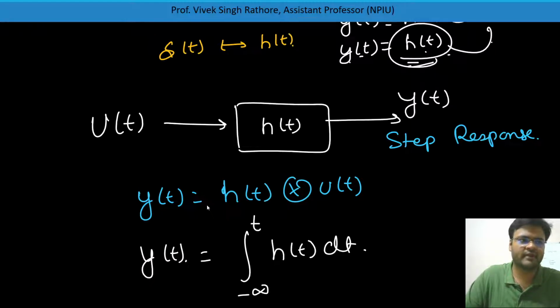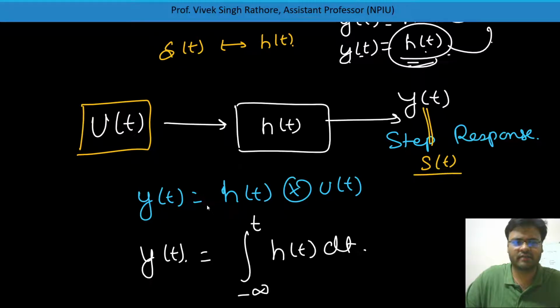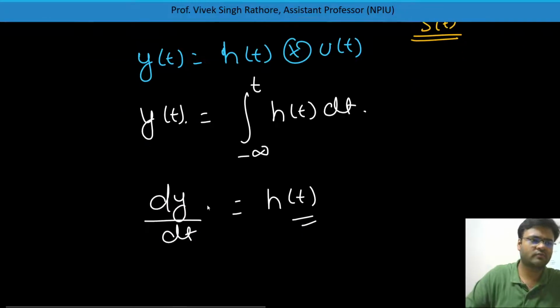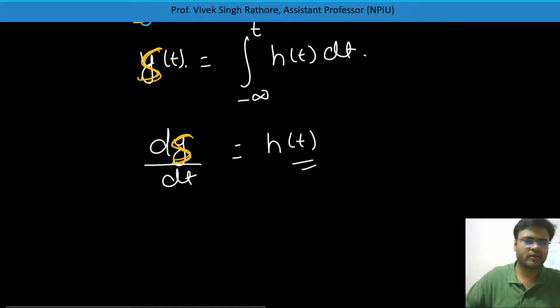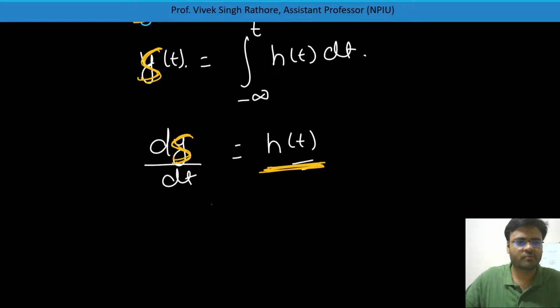Similarly, whenever we are giving the input as u of t, we will call the output s of t; we will change the name to s of t. So here also we will write s of t, and ds by dt. What I wanted to tell you is that h of t is the impulse response, that you know.